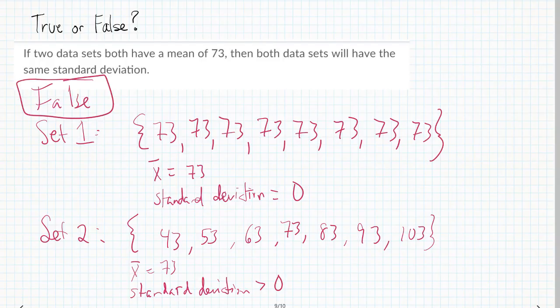Okay, so make sure you can distinguish. Standard deviation is talking about the spread of a distribution. Mean is a measure of the center of a distribution.